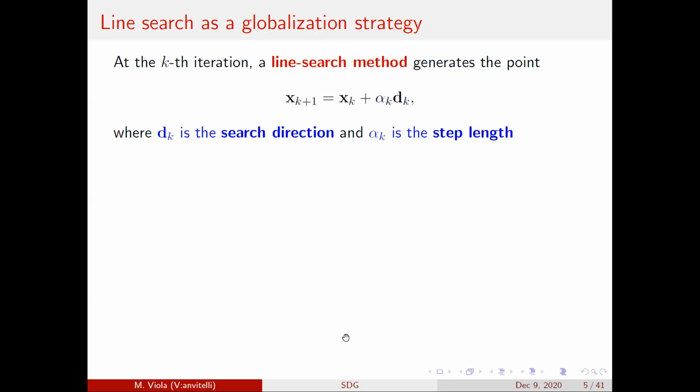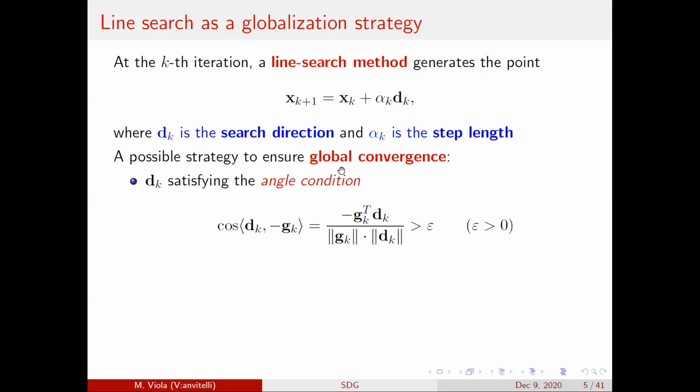So a line search method in general works like this. You have a direction D, which should be a descent direction. And then at each step, you try to find the step length alpha k, which guarantees you some condition. So in order for a method like this to be globally convergent, you need mainly two conditions, which are sufficient to have convergence. So the first one is on the direction.